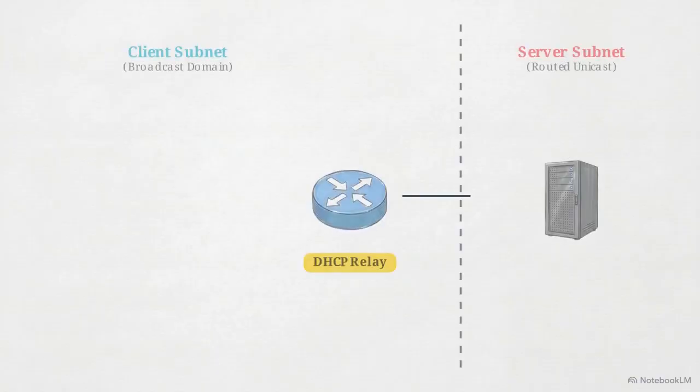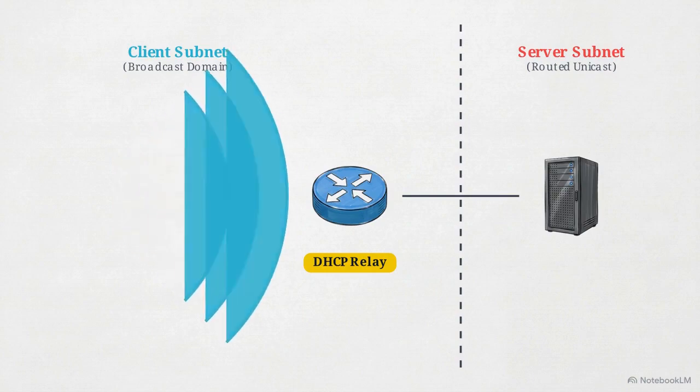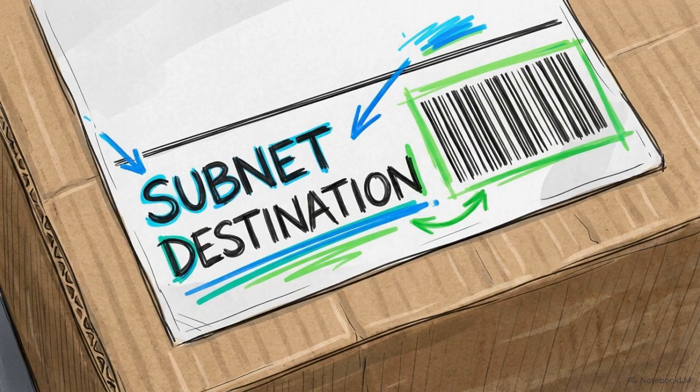A DHCP relay is defined by its ability to forward local broadcast requests to a centralized server on a different network, usually via the IP helper address command. The relay agent adds a GIADDR, a gateway IP, so the server knows exactly which subnet the client is on and can assign the correct address.